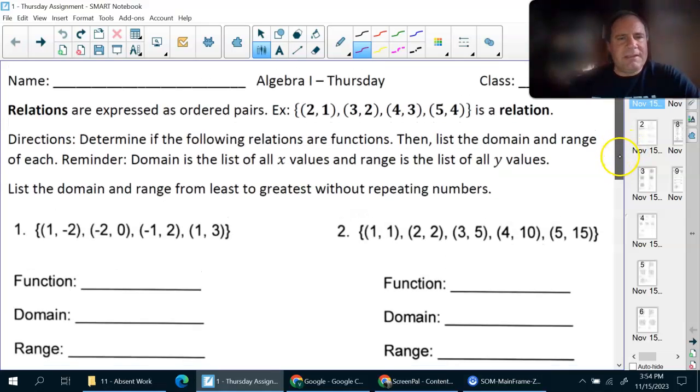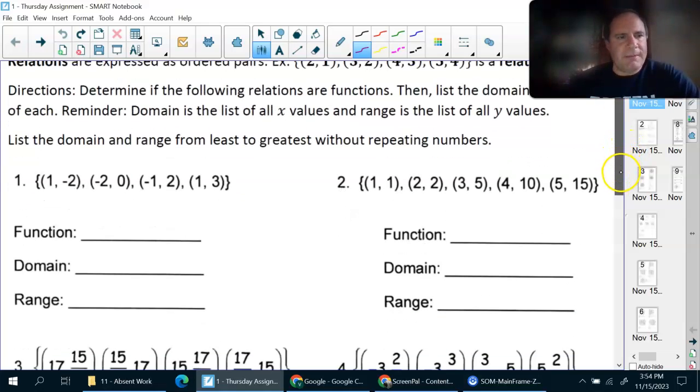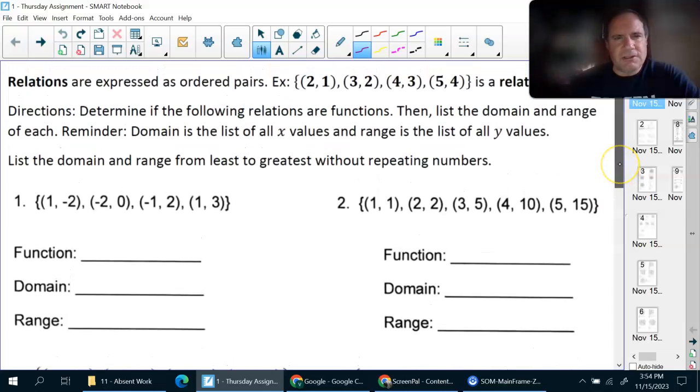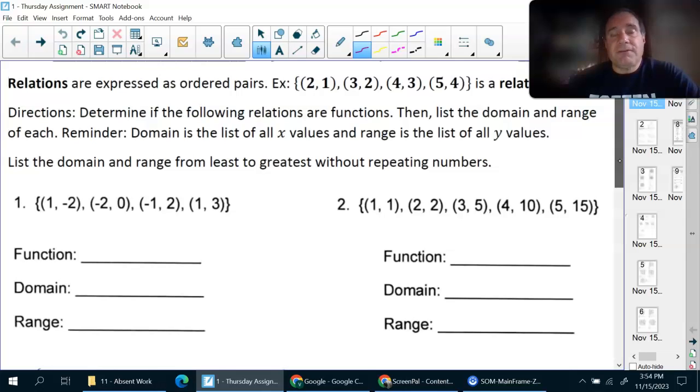Hello everyone, this is the Algebra 1 Thursday assignment, and the directions say determine if the following relations are functions. A relation is just a set of ordered pairs, coordinates together. Determine if the following relations are functions.